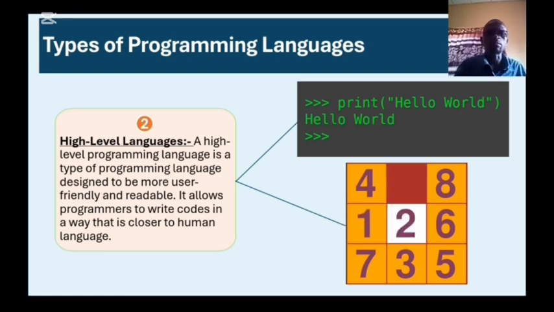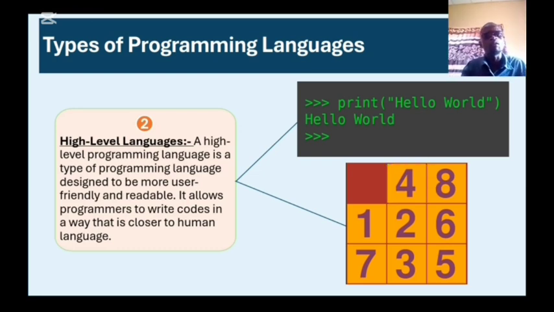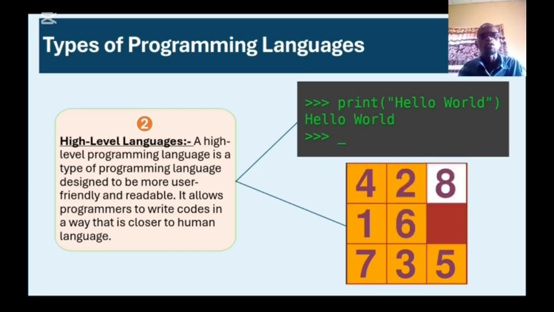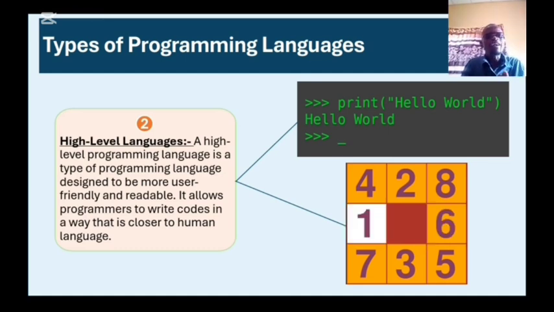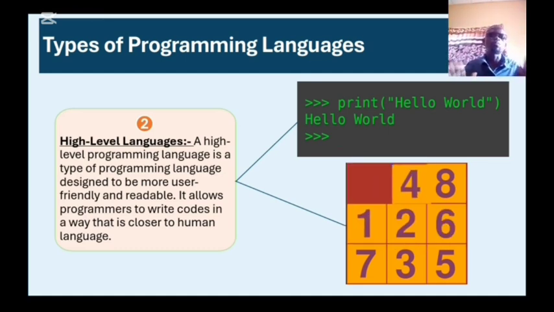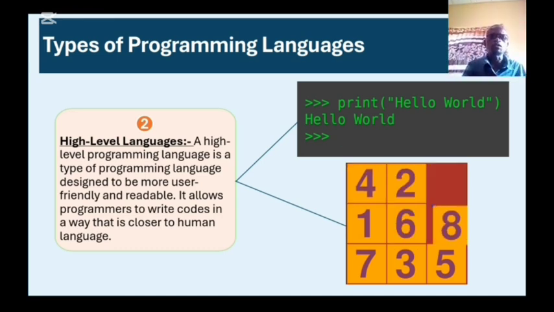Let us look at the example here. In Python language, if I want my computer to return hello world, all I need to do is to type print, open brackets, open double quotes, write whatever I want to write. Then close the double quotes and close brackets. When I run it, it will give me my answer, hello world.